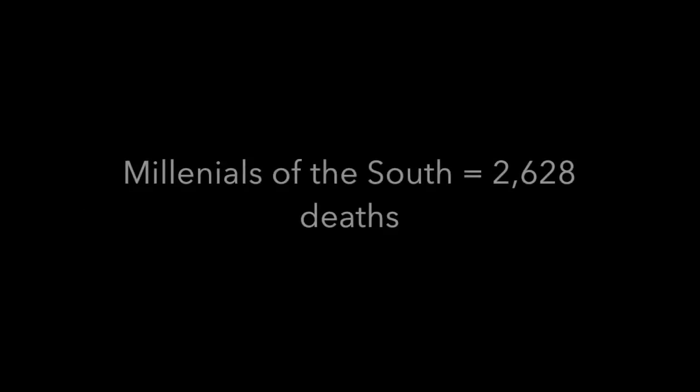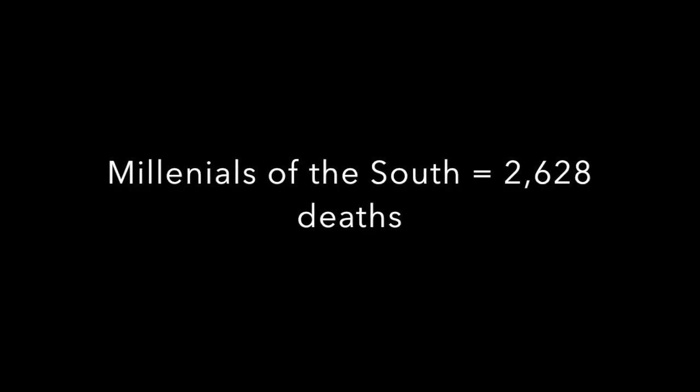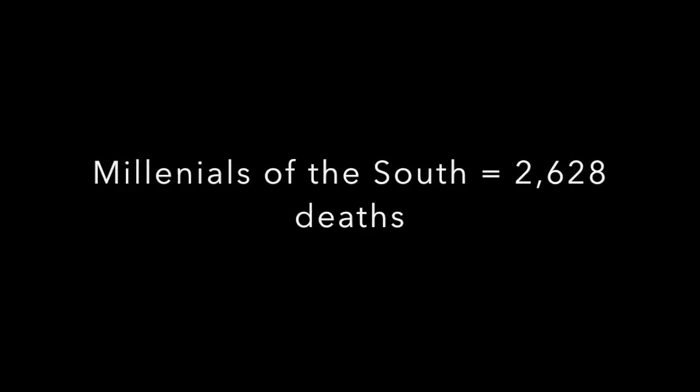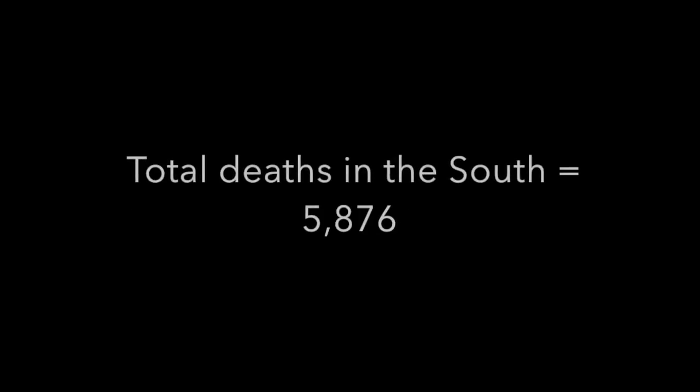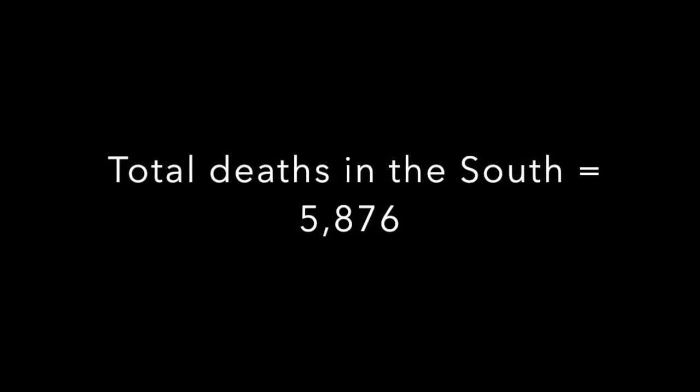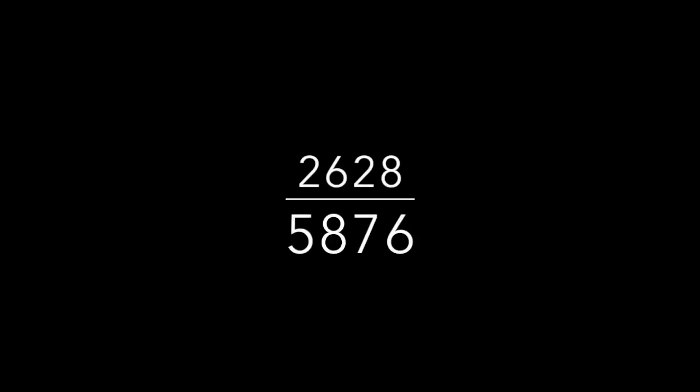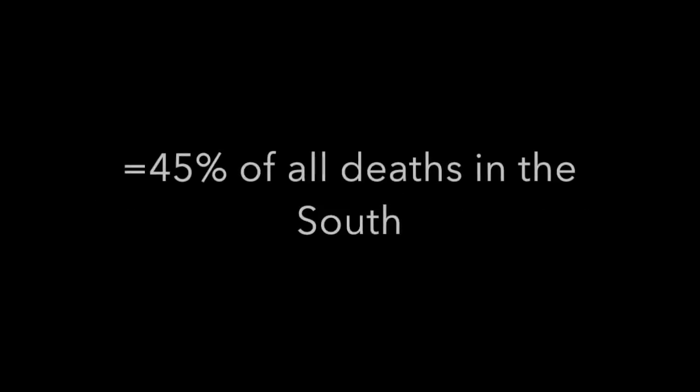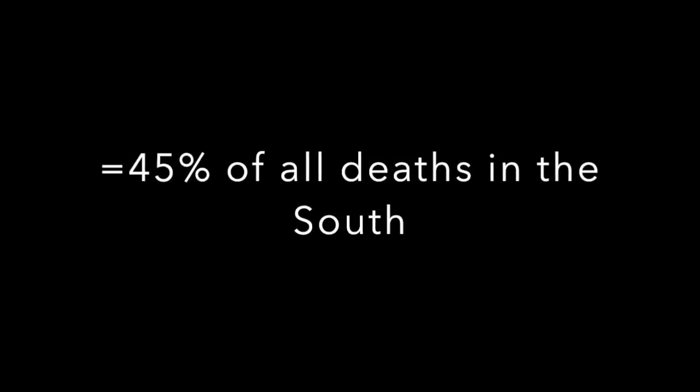This was done by adding the number of total deaths between the ages of 18 and 34 for each state considered to be in the South and dividing that by the number of total deaths of those states. The number of deaths between the ages of 18 and 34 was 2,628, while the total deaths from the southern states was 5,876. Using simple division, we concluded that the victims between the ages of 18 and 34 accounted for 45% of the total deaths of the South.